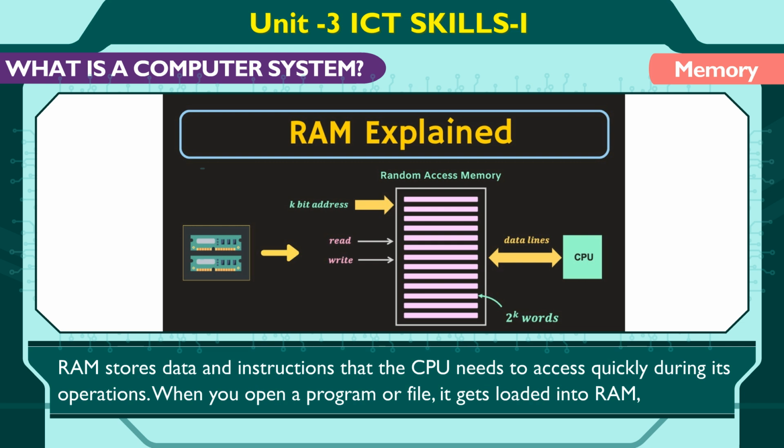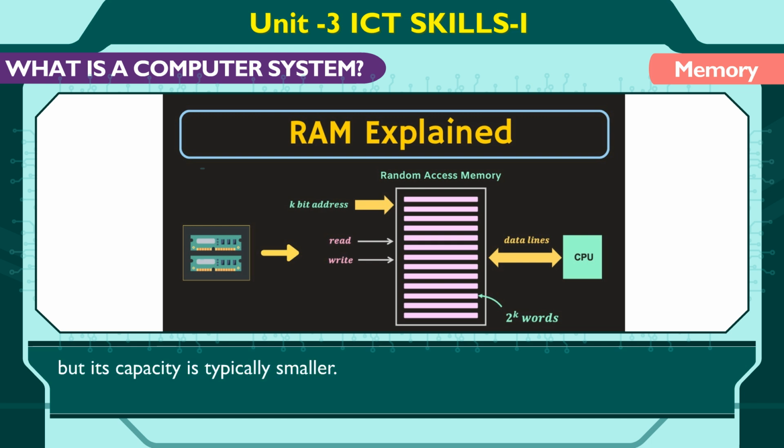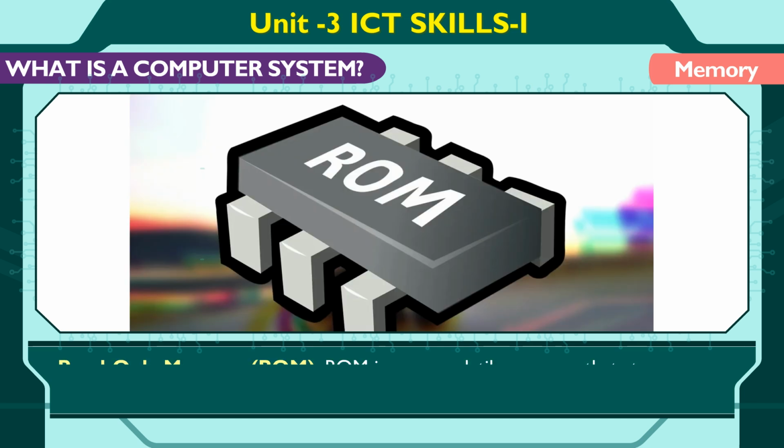When you open a program or file, it gets loaded into RAM, allowing the CPU to quickly retrieve and process the information. RAM has a faster access time compared to other types of storage, but its capacity is typically smaller.